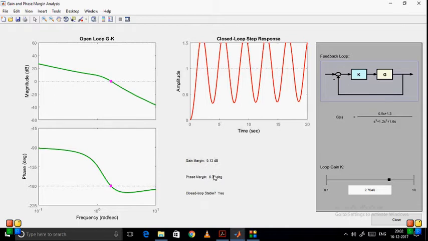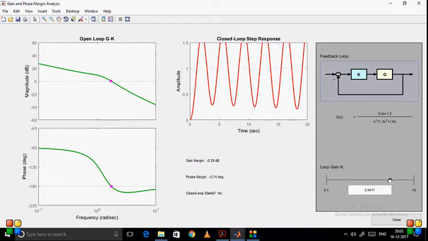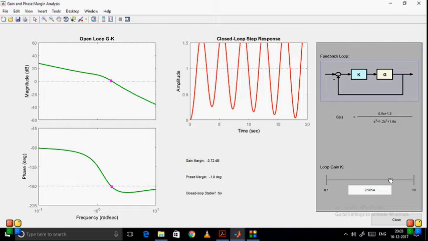You can see even this one also shows it is stable. But when I make it 2.8, let us look at what happens. Somewhere close to 2.8 or 2.9, it becomes negative. When the gain margin and phase margin become negative, the system becomes unstable. So that you can check.